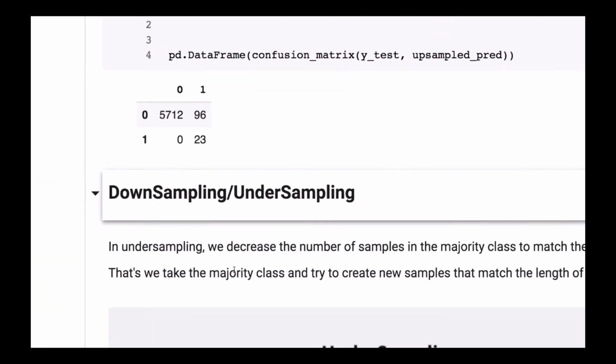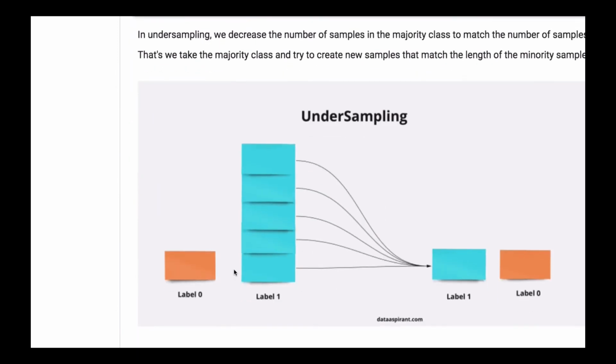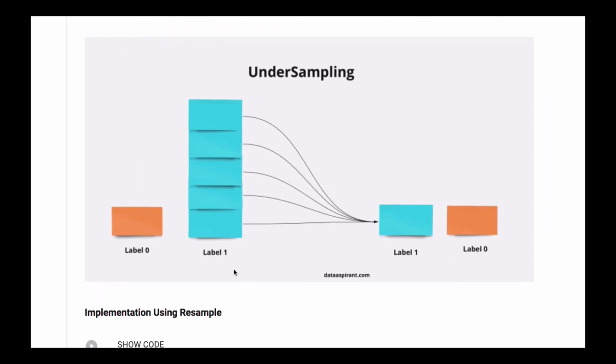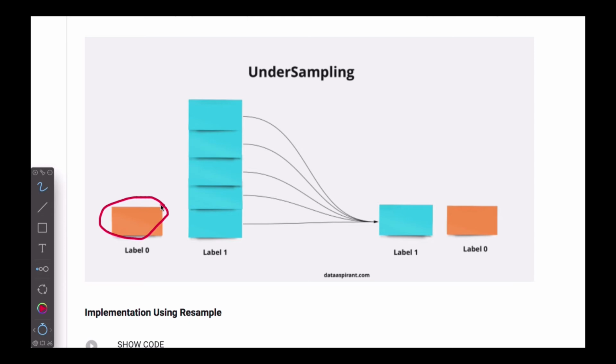Okay, all right. So with downsampling or undersampling, what we do is reduce the majority class to match the minority class. So we have a class with fewer data points and another class with more data points. We want to reduce the one with more data points to match the one that doesn't have as many.